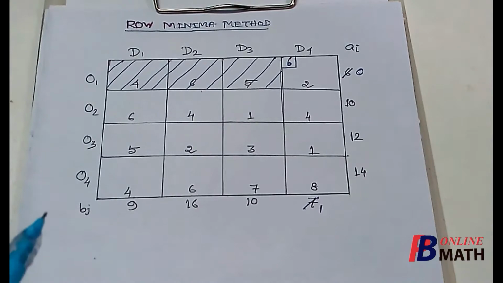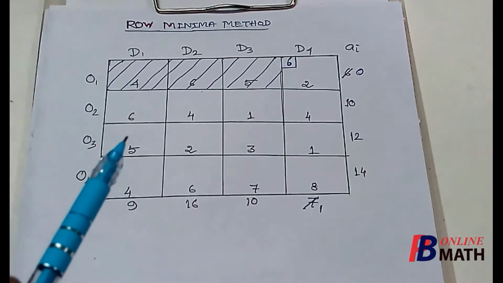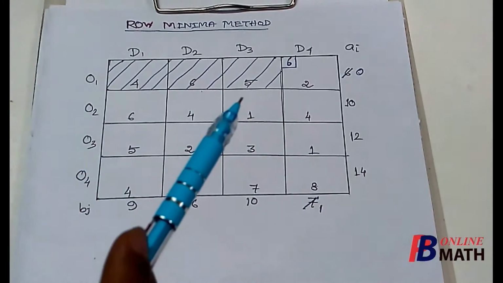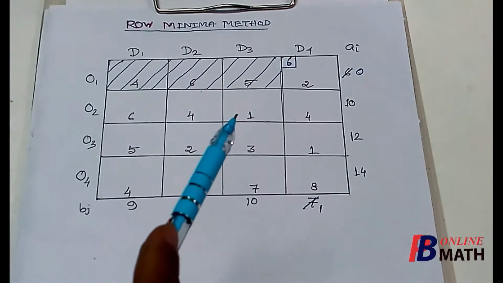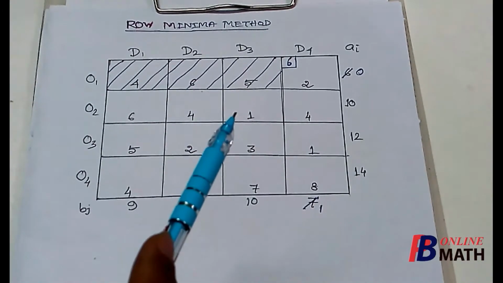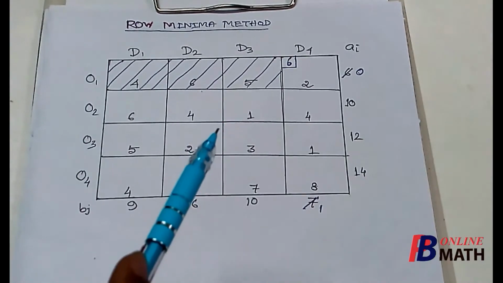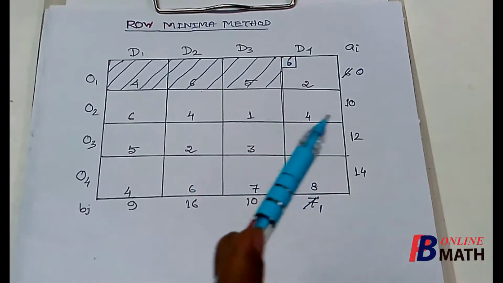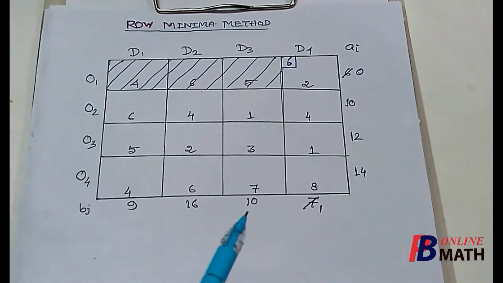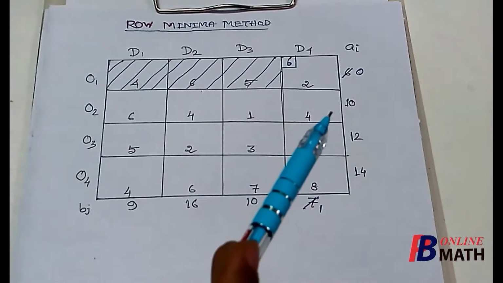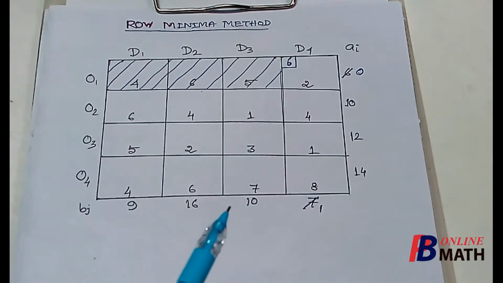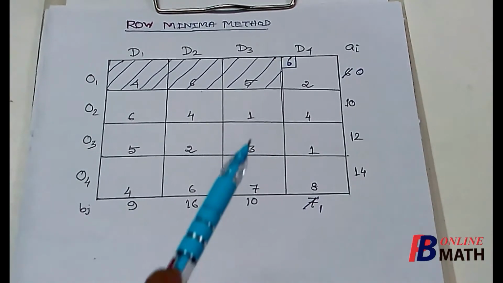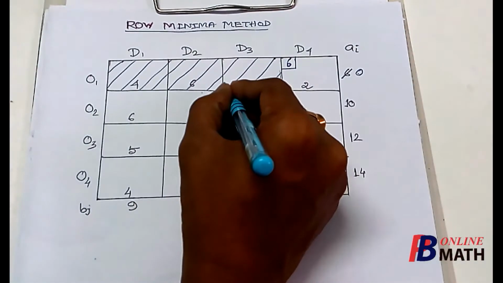Now we consider the second row. In the second row we find that the minimum cost is 1 corresponding to this cell. So the next allocation will be made in this cell. For that we have to check the corresponding capacity and the corresponding demand. Here we find that the capacity is 10 and the demand is also 10. So the maximum value that can be allocated in this cell is 10.